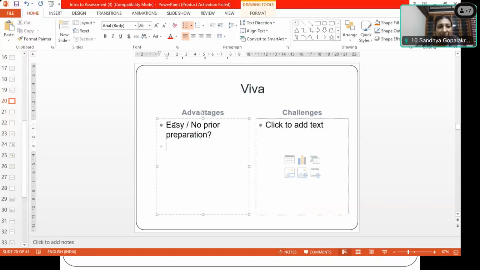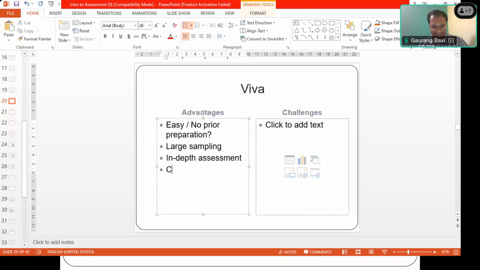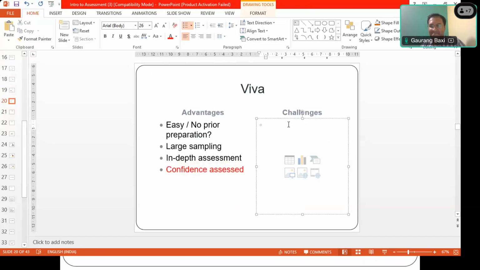Interesting. What else? A broad range of topics can be covered, sir. And we can go in depth, assess in-depth knowledge. We can select one topic and ask questions on that topic itself. Okay. And we can assess the confidence of students. Okay, we'll come back to this point. This much we got as the advantages. So now it is open for challenges.